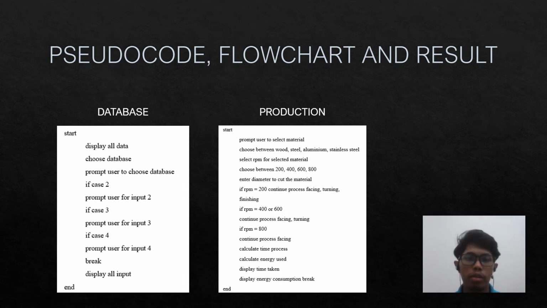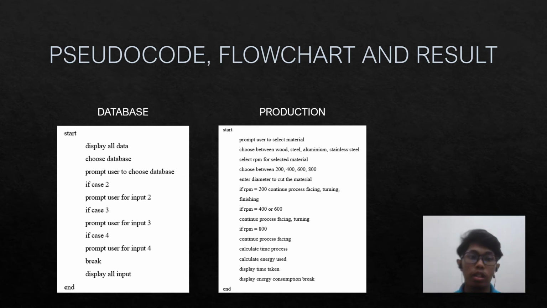My name is Muhammad Yazid bin Zainal. My matrix number is CD 2099. My part is I will explain about pseudocode, flowchart, and our result. We have two types of pseudocode, one for the database and one for the production.